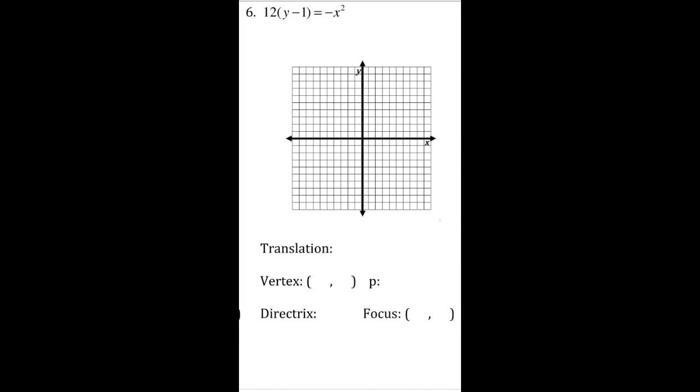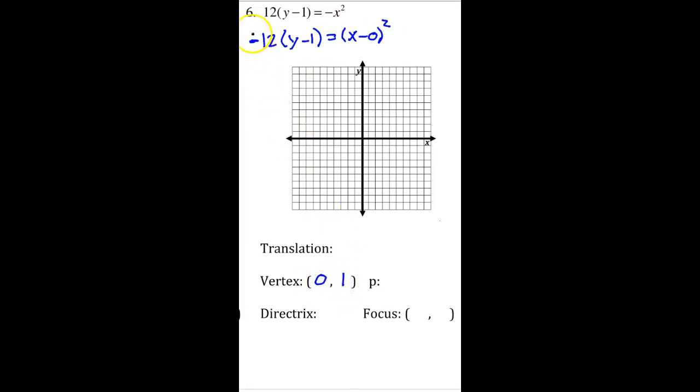Here we go. Let's look at this one. It looks like this is in the proper format pretty much. I can rewrite a few things. Notice how the negative is on the right-hand side. I'm going to put it over here on the left. And instead of x squared, I'm going to write x minus 0 squared. So it's very clear that our vertex is at 0, 1.